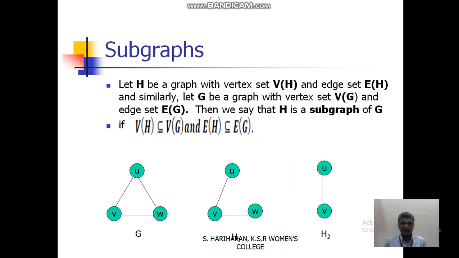Next one, subgraph. Let H be a graph with vertex set V of H and edge set E of H, and similarly let G be a graph with vertex set V of G and edge set E of G. Then we say that H is a subgraph of G if V of H is a subset of V of G and E of H is a subset of E of G. And these are the following examples of subgraphs: G, H1 and H2.